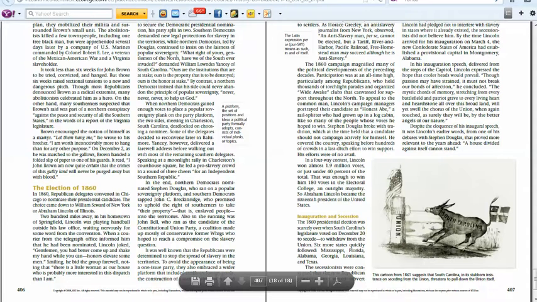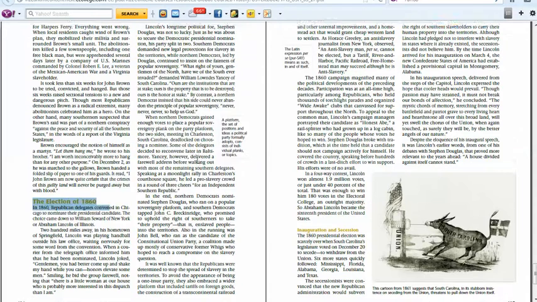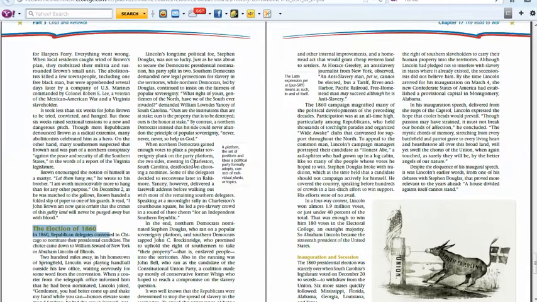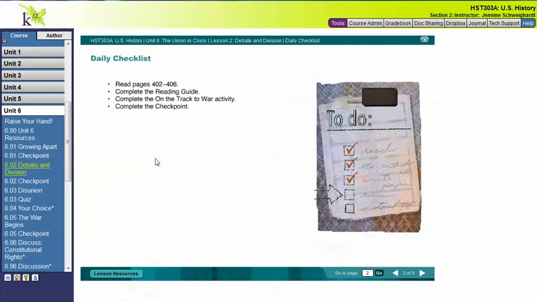Now, remember, don't go too far into the election of 1860. Really, your reading for this lesson is basically ending with John Brown, but it is good to know that the election of 1860 is coming up in your reading, because that is the final part in the growing disunion that we are generally speaking of here.